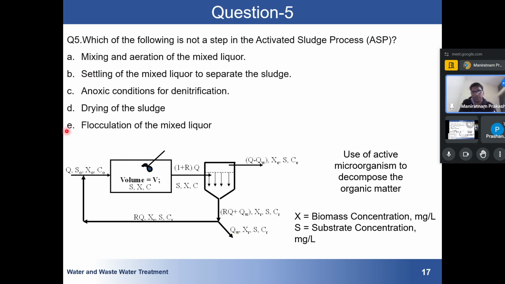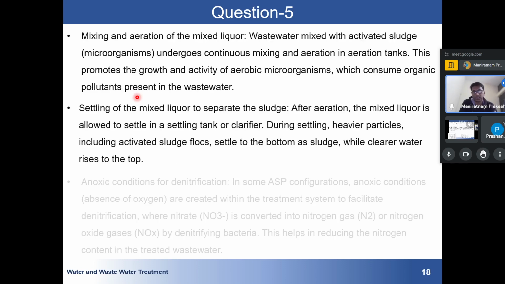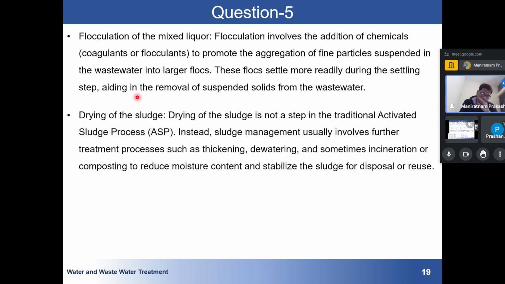The answer is directly from here: drying of the sludge is not part of ASP. It just generates sludge. Sludge will be handled by another treatment unit. So read out this statement. Drying of the sludge is not a step in a traditional activated sludge process. Instead, sludge management usually involves further treatment processes such as thickening, dewatering, and incineration or composting to reduce moisture content and stabilize the sludge for disposal or reuse.